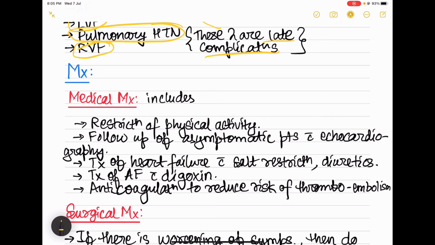Medical management includes restriction of physical activity. For asymptomatic patients, we do follow-up with the help of echocardiography. For treatment of heart failure, we use, as usual, salt restriction and diuretics, and for treatment of atrial fibrillation we use digoxin. Anticoagulants are also given to reduce the risk of thromboembolism.